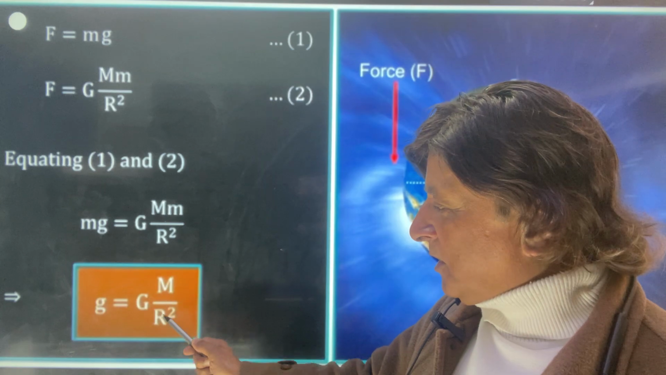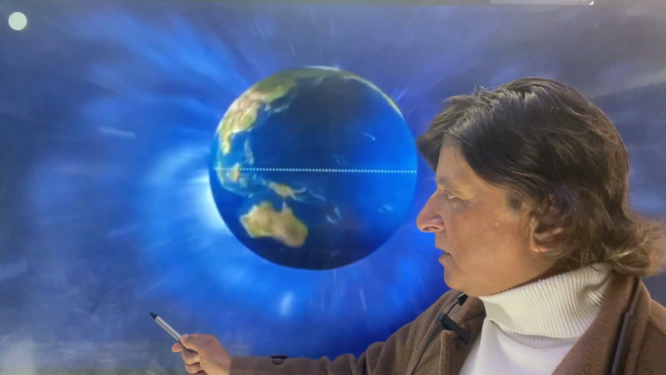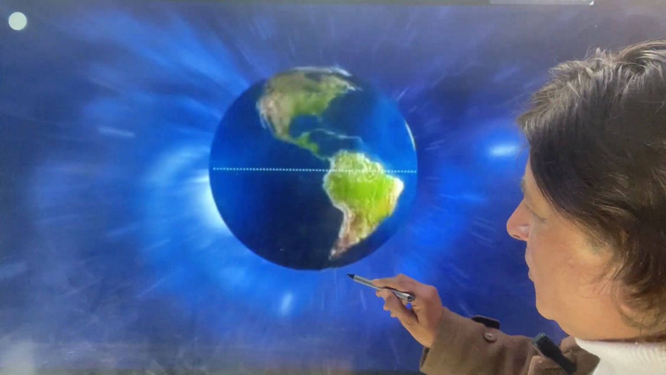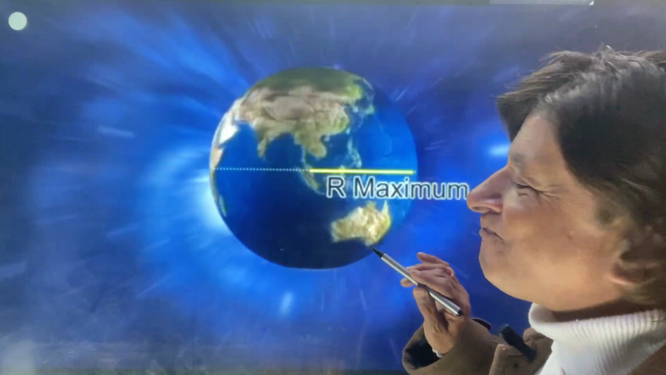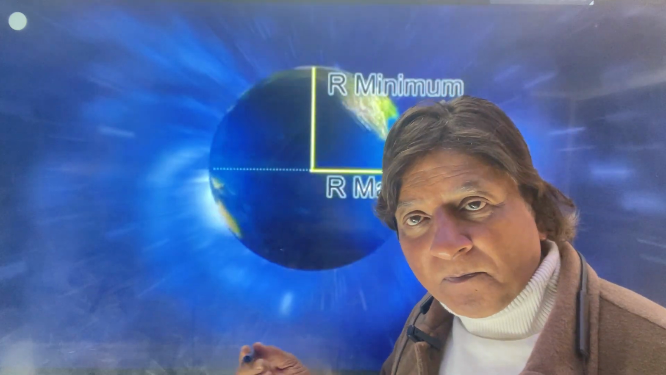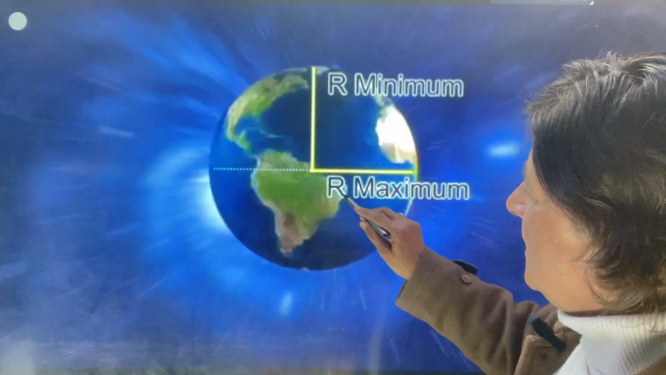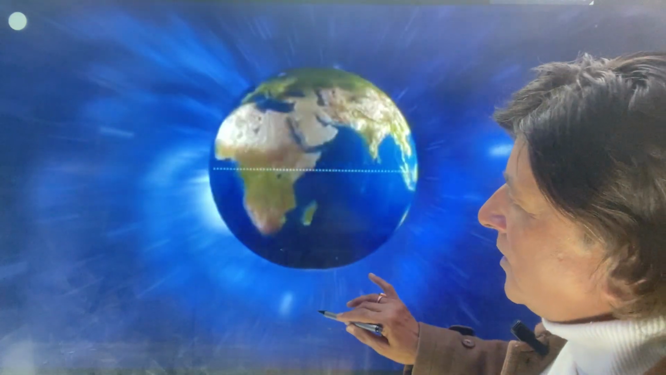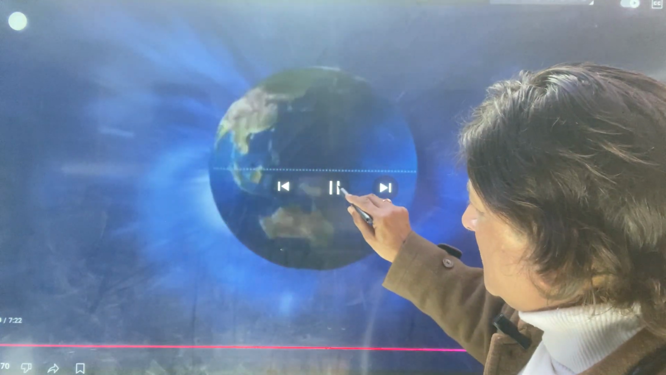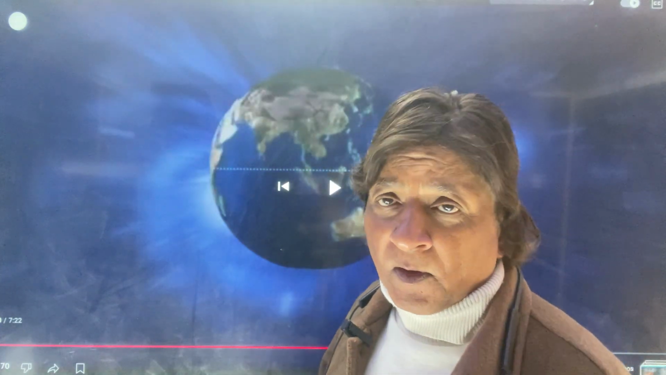See, M is the mass of the earth, R is the radius of the planet earth, and capital G is the gravitational constant. So what do you find? You find that acceleration due to gravity is independent of the mass of the body. Hope this concept is crystal clear: what is g, acceleration due to gravity. It is independent of the mass of the body.